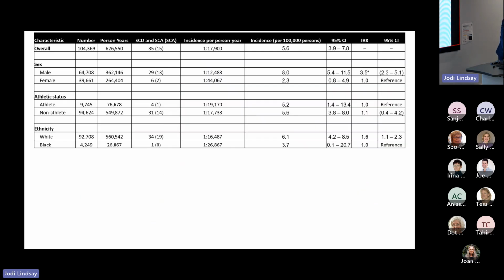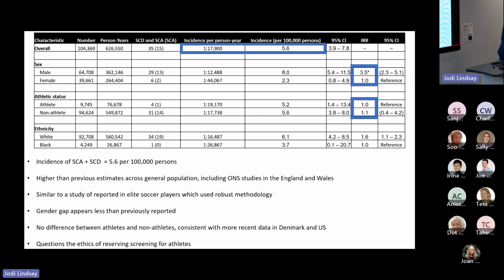Now, if we look at the incidence of sudden cardiac arrest and sudden cardiac death based on our data, it's almost 1 in 18,000 person years. So it falls on the high range of the initial table I showed you. Males are more frequent than females, a ratio of 3 to 1, and that's not surprising. Depending on the study you look at, they've quoted ratios of up to 9 to 1.